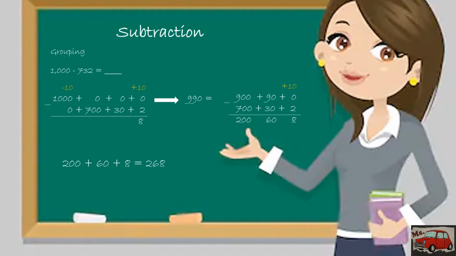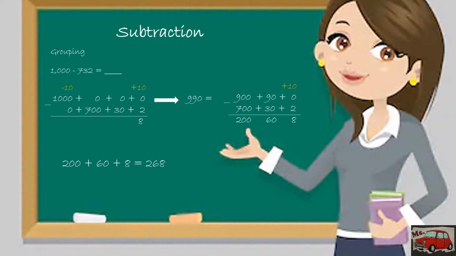So, saka na natin siya ima-minus. So, yung ones ko, I have 10 minus 2, I have 8. Sa tens place ko, I have 90 minus 30 equals 60. 900 minus 700 equals 200. So, the answer is 268.